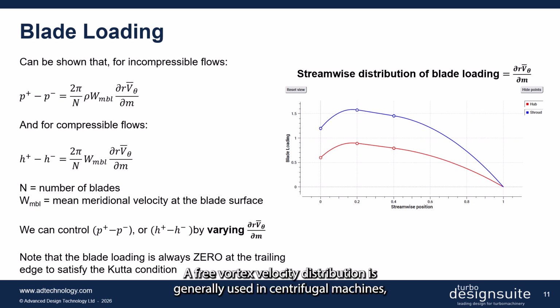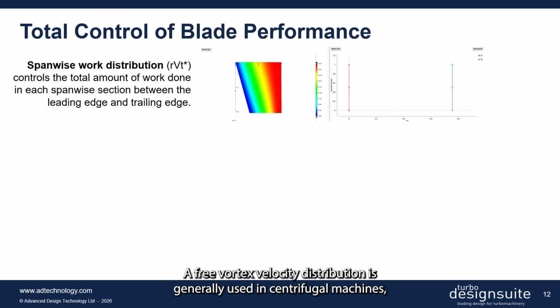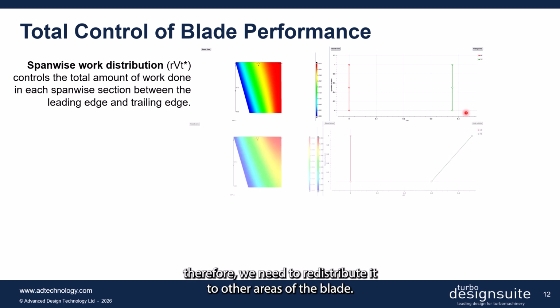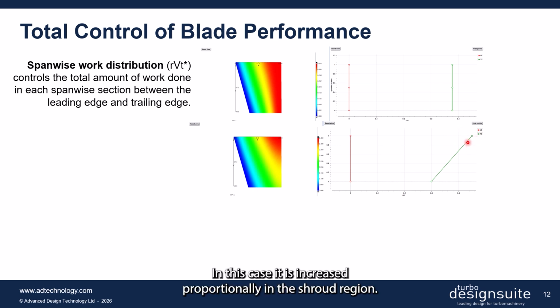A free vortex velocity distribution is generally used in centrifugal machines, but in axial turbomachinery, where the low peripheral velocities at the hub can create low momentum fluids and recirculation, we can directly reduce the work done in the hub region. We aim to maintain the same work overall, therefore we need to redistribute it to other areas of the blade. In this case, it is increased proportionally in the shroud region.